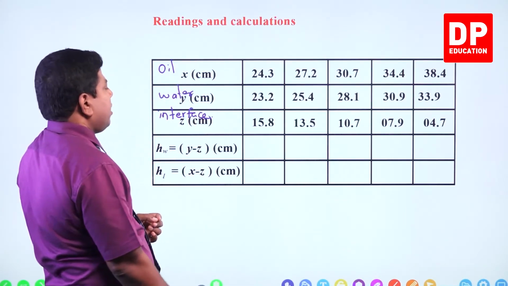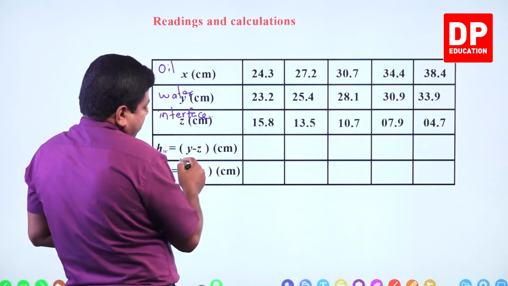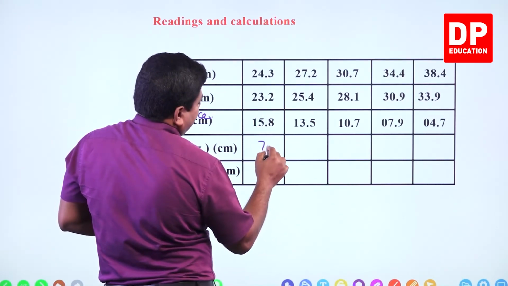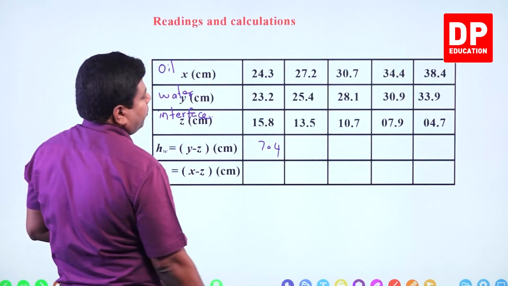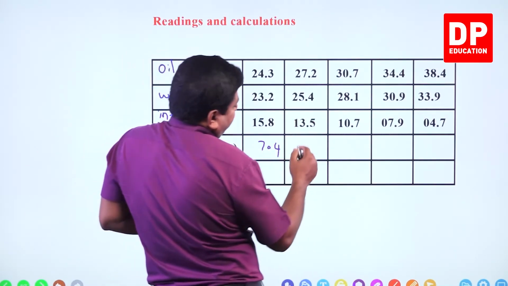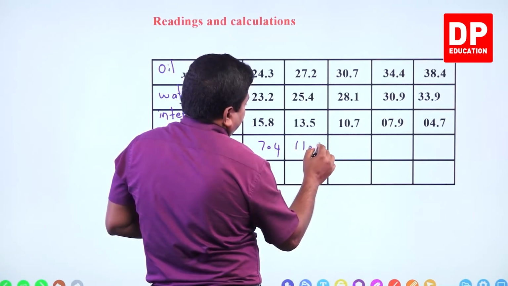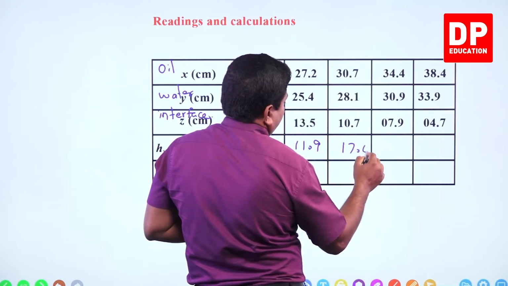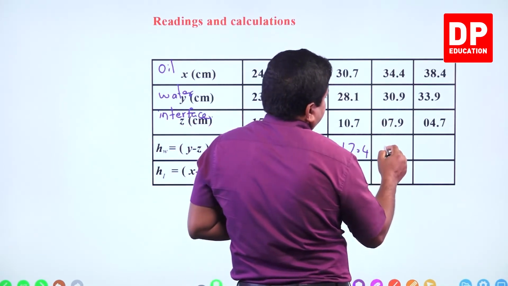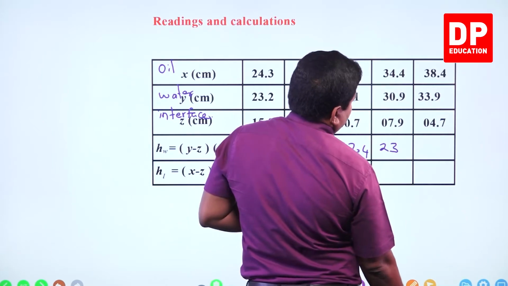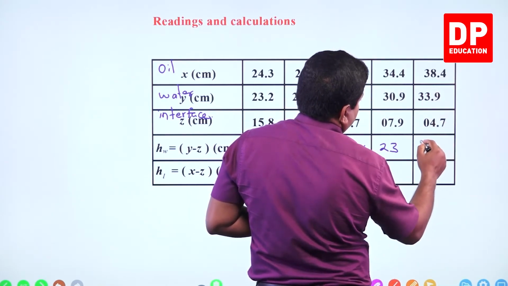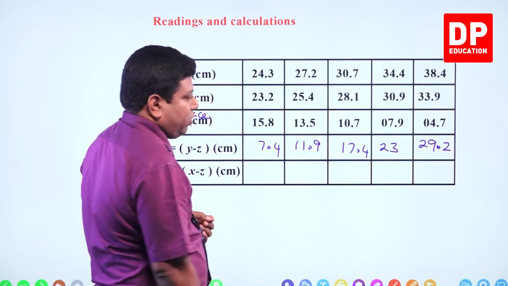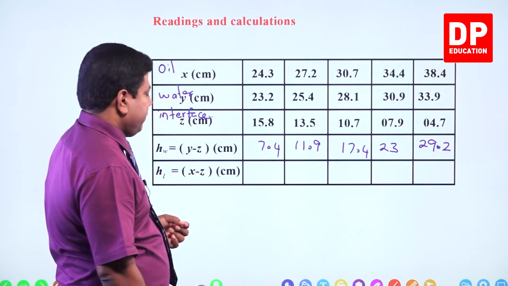So if you want to get HW, you have to subtract Z from Y. The Y, Z differences: 23.2, 15.8, 7.4. 25.4, 13.5, 11.9. This will be 17.4. This will be 23. This is 4.7, 29.2. Those are the heights of water columns above the interface.